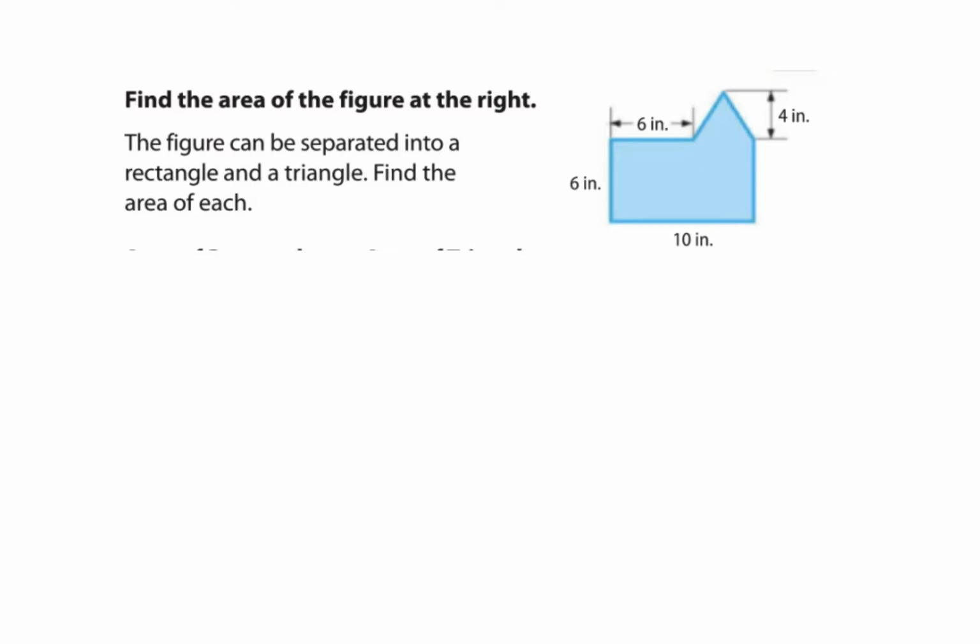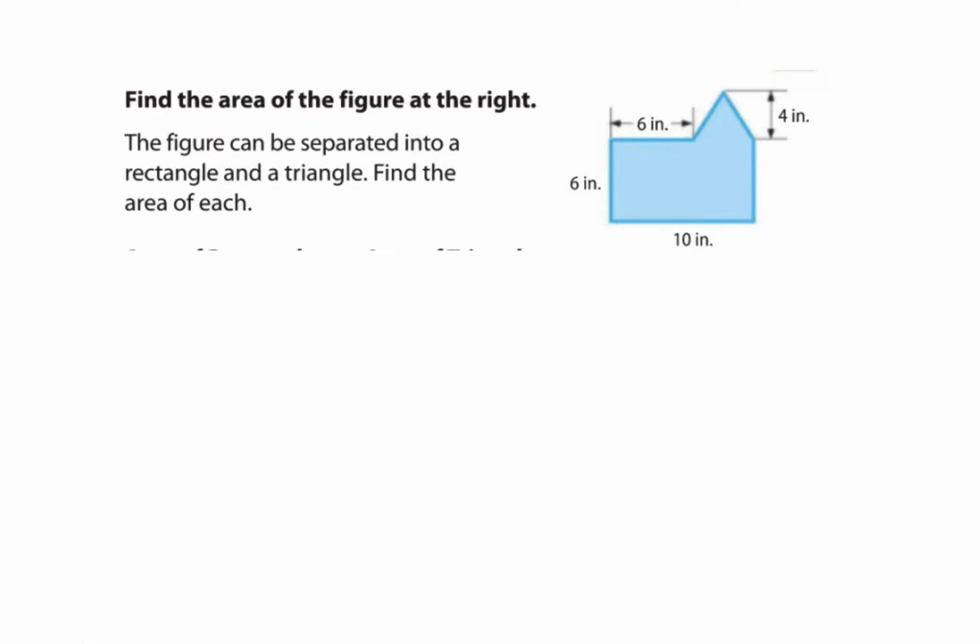Find the area of the figure at the right. Now remember, this is a composite figure because I could take this very weird shape here and go, wait a minute, let me cut this right here, and I have two shapes. A composite figure has two or more two-dimensional shapes. And this is two-dimensional because it is a drawing.